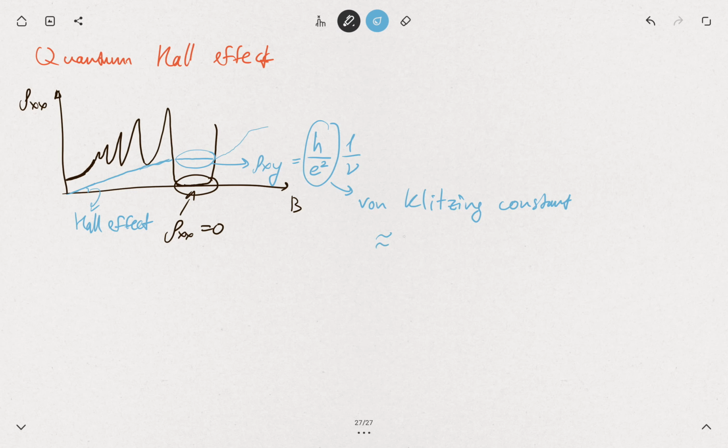And it's approximately 25.813 kilo ohms. And it's actually known to a really high precision. I think the current measurements give you the value of 25,812.80745 and so on ohms. It's one of the most well-known constants, and that's the way to actually define the electrical charge and so on. So you can define fundamental constants. You can measure the fundamental constant using this quantum Hall effect.